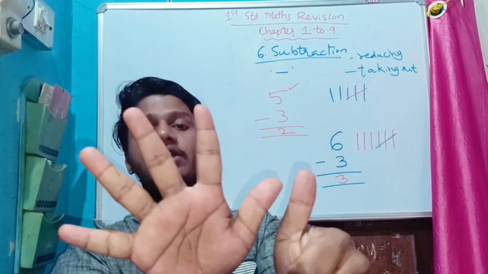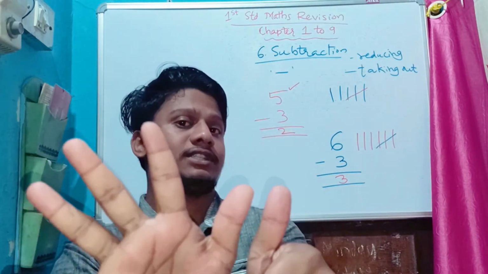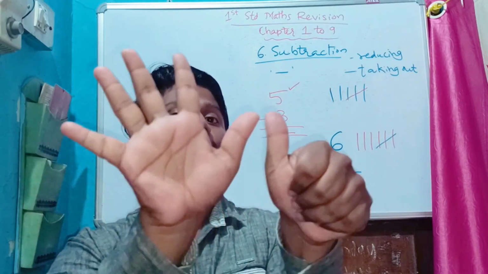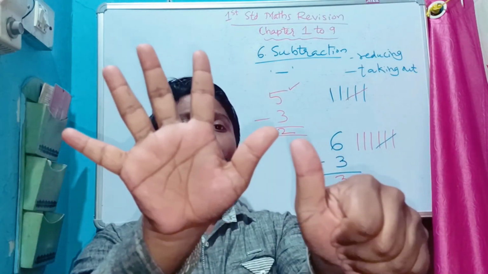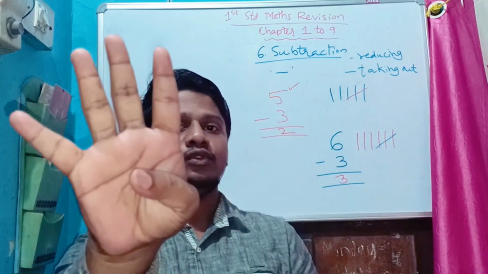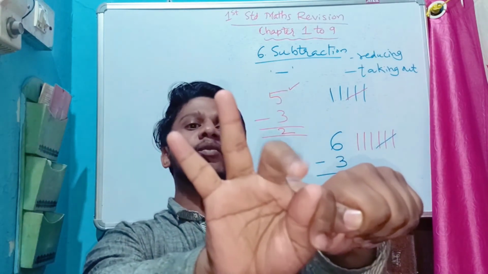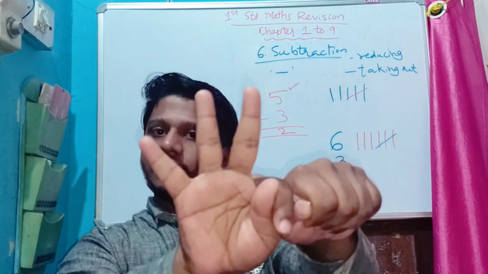Then 6. So out of these 6 fingers, now you have to take out 3 fingers. Okay? Let me close this. 1. Let me close this. 2. Let me close this. 3. So how many you left with? 1, 2, 3. Clear with this, kids?